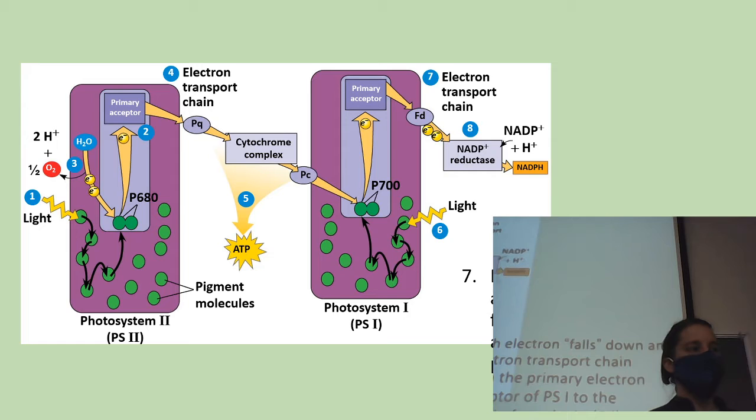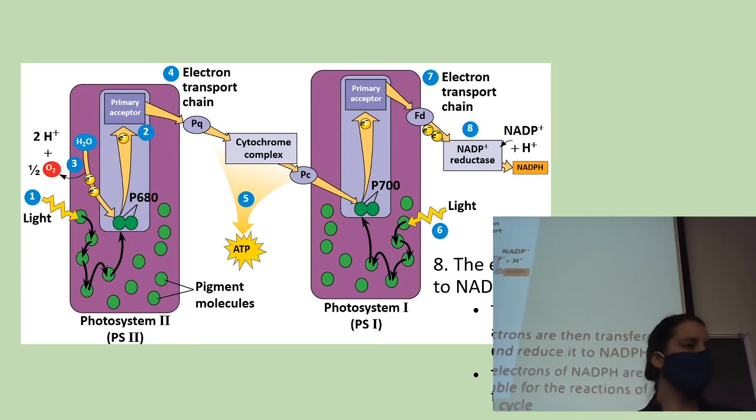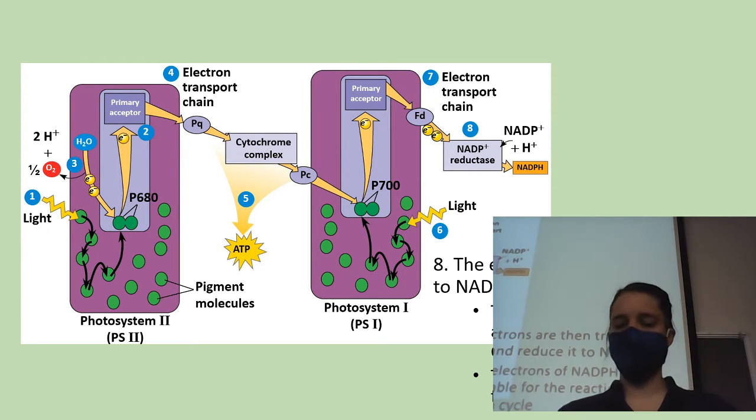We've got high energy electrons hanging out here. We're okay with that as a concept? Great. These high energy electrons are going to be moved over to the Calvin cycle to do stuff with.